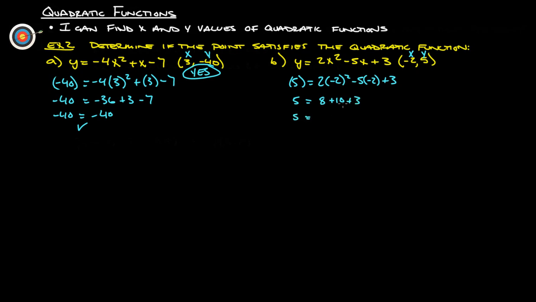So does 5 equal 18, 19, 20, 21? No, that does not equal. So that means that this point does not satisfy the function, which means (negative 2, 5) is not a point on this graph. But (3, negative 40) is a point on this graph.